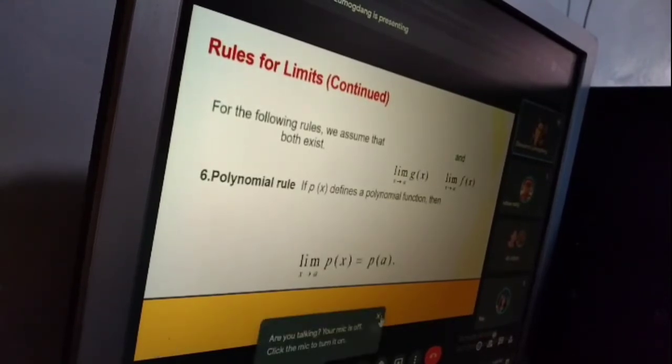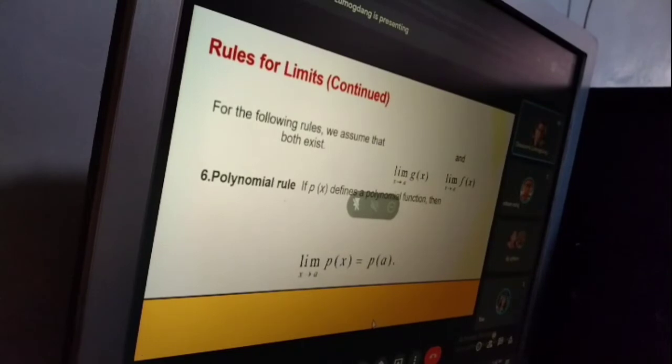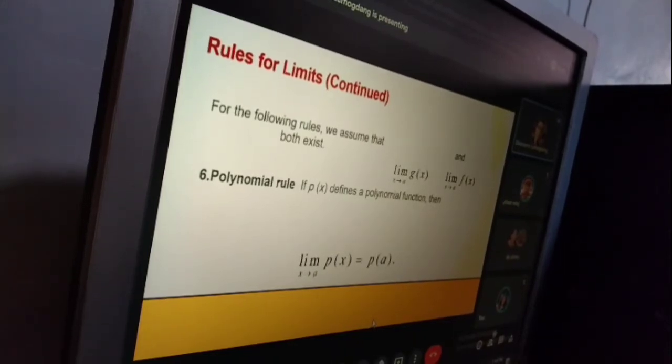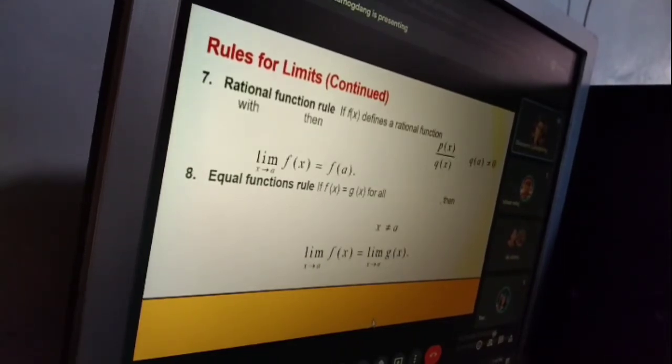Rules for limits continued here. So, polynomial rule, if p of x defines a polynomial function, then the limit of p of x is equal to p of a as x approaches a. So, let us have an example here. Pag rational function, dapat ang denominator natin is not equal to 0. Rational function rule. So, let's have an example.